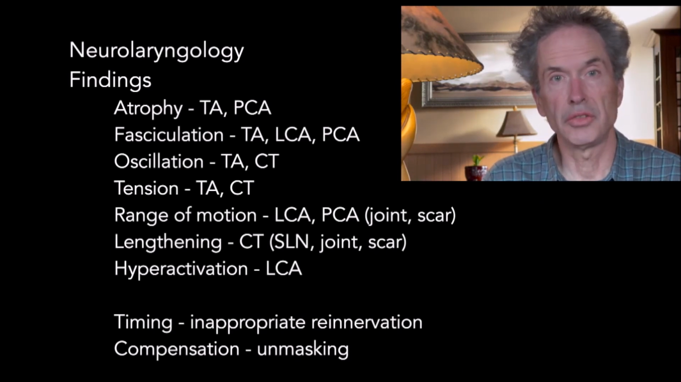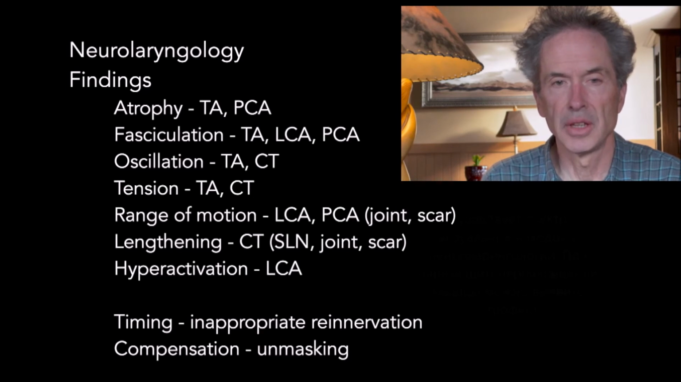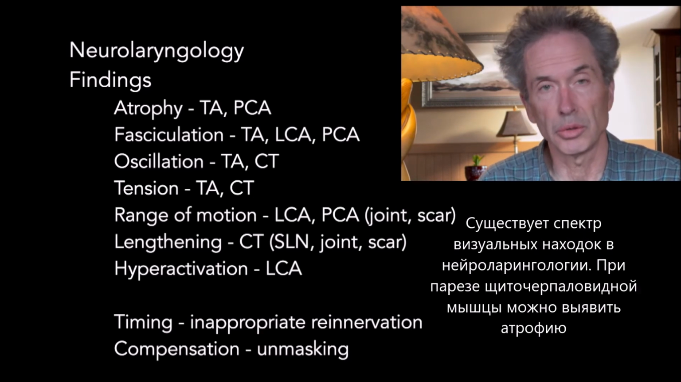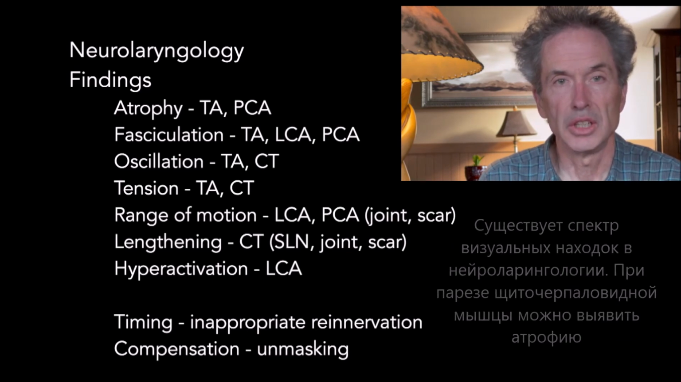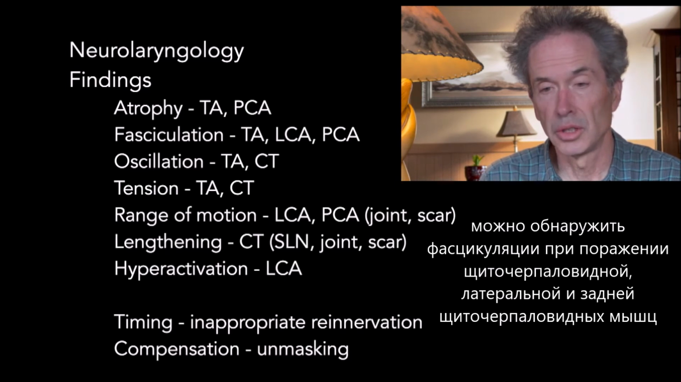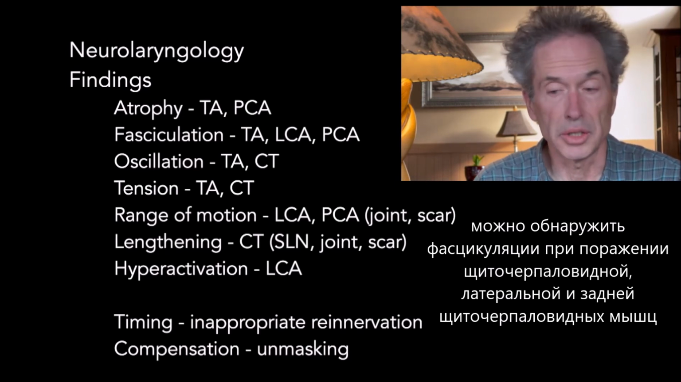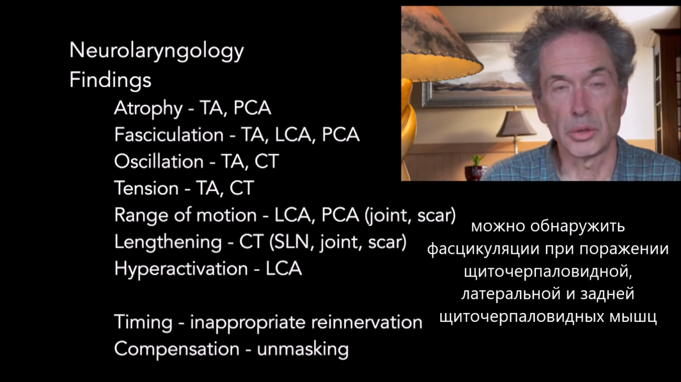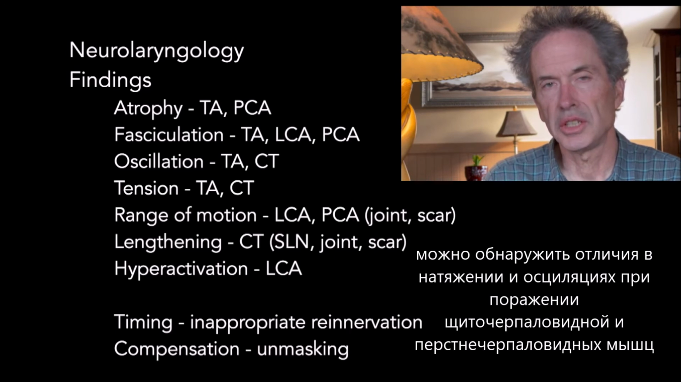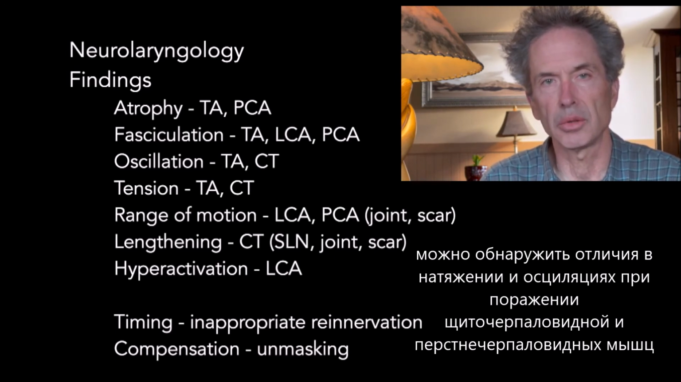There are a range of findings in neurolaryngology. Visually, you can look for atrophy of the thyroarytenoid muscle and sometimes the posterior cricoarytenoid muscle. You can look for fasciculations in the thyroarytenoid muscle. You can look for fasciculations of the arytenoid from the lateral cricoarytenoid or posterior cricoarytenoid innervation. You can look for oscillation and tension differences in both the thyroarytenoid muscle and the cricothyroid muscle.